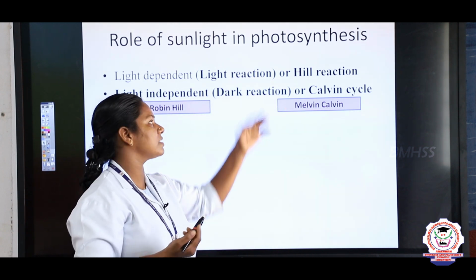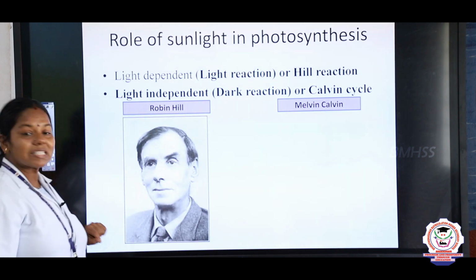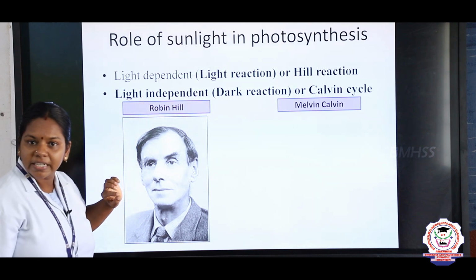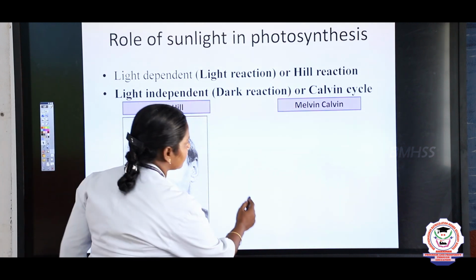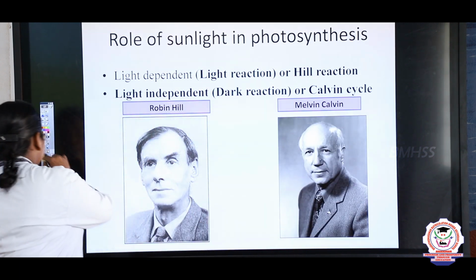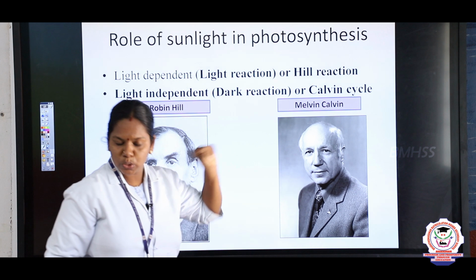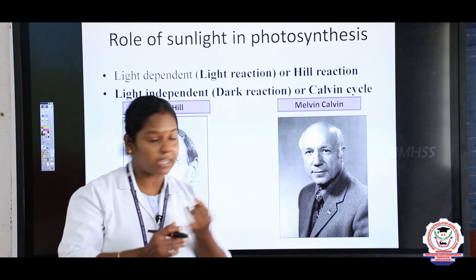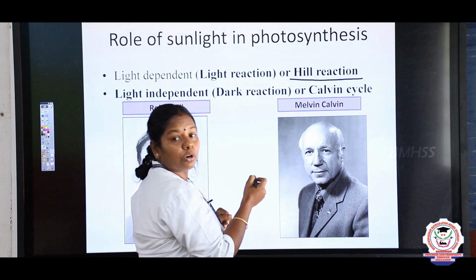So now let us see why it is called the Hill reaction and why it is called the Calvin cycle. He is Robin Hill, right? He is the person who found the light dependent reaction, that is the light reaction. Hence after his name it was named the Hill reaction. And Calvin, so in his name we named it the Calvin cycle. So they may ask a question, children, what are the other names of the light reaction? Light dependent reaction, or it is also called the Hill reaction since it was discovered by Robin Hill.